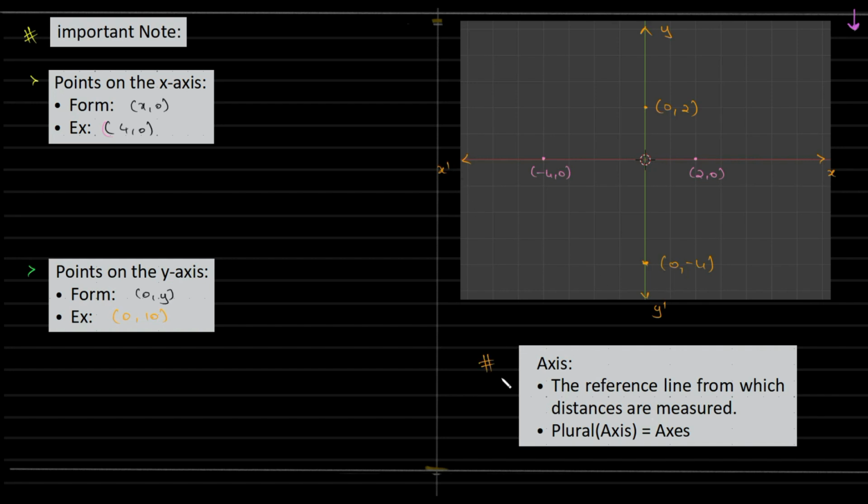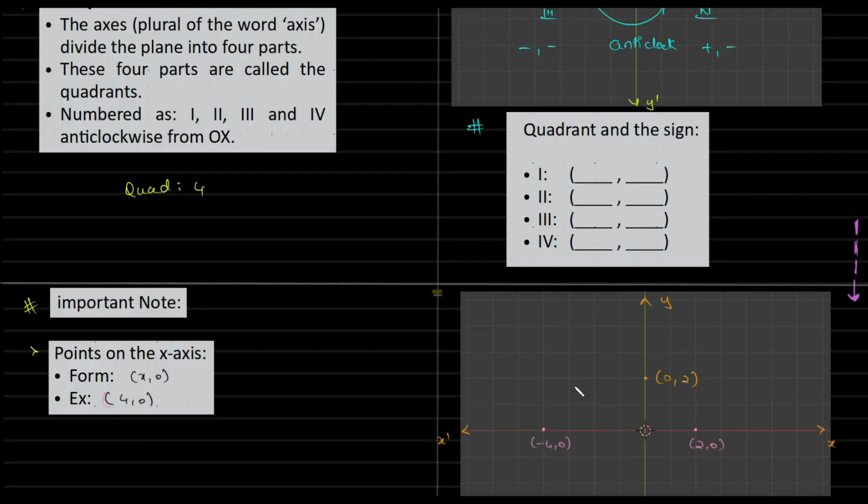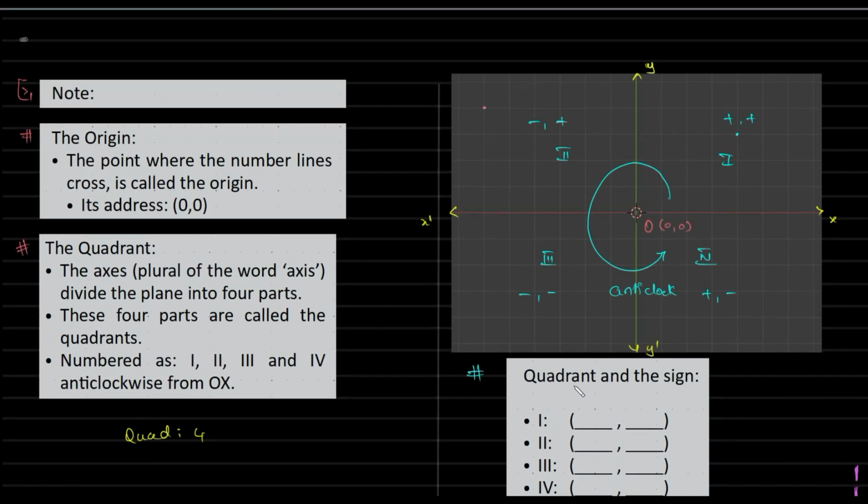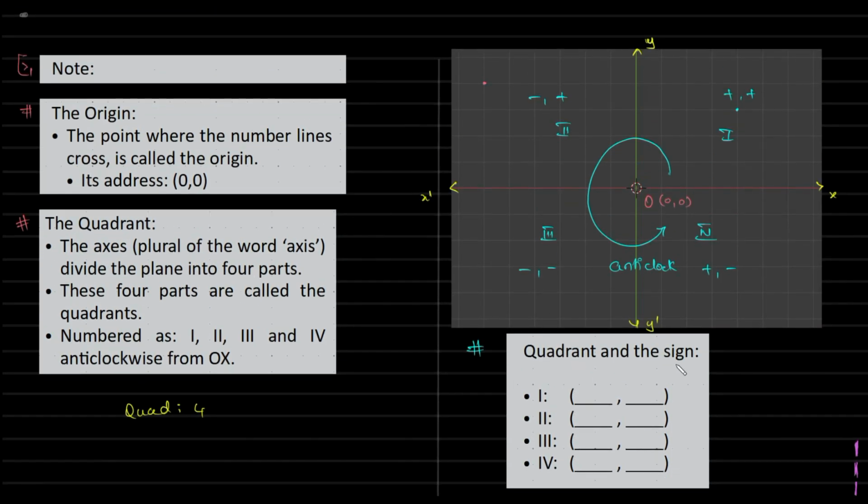And at last we have axis, the reference line from which distances are measured. That is an axis. The plural form of axis is axes, AXES. Okay, so you already know it, but as a definition I had not made you guys write it, so I thought I'll make you guys make a note. Yes, all of this you guys have to note and keep in mind.